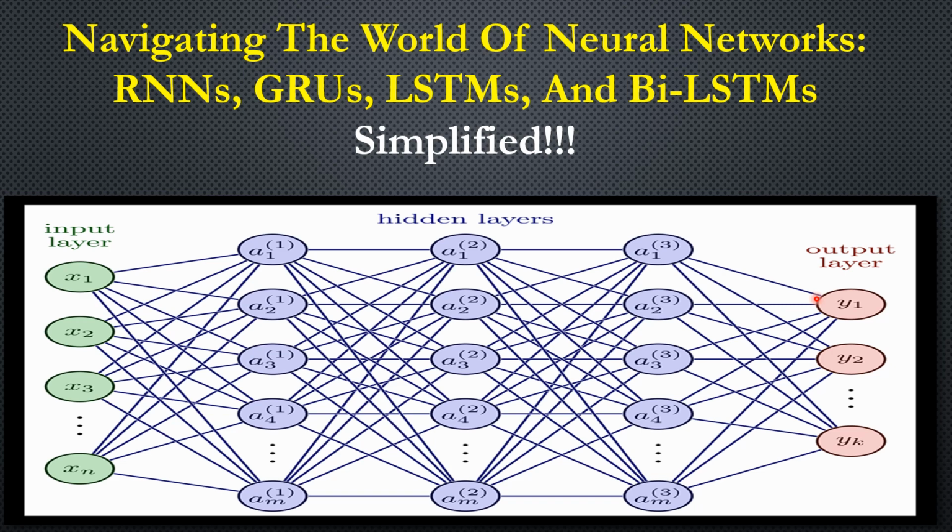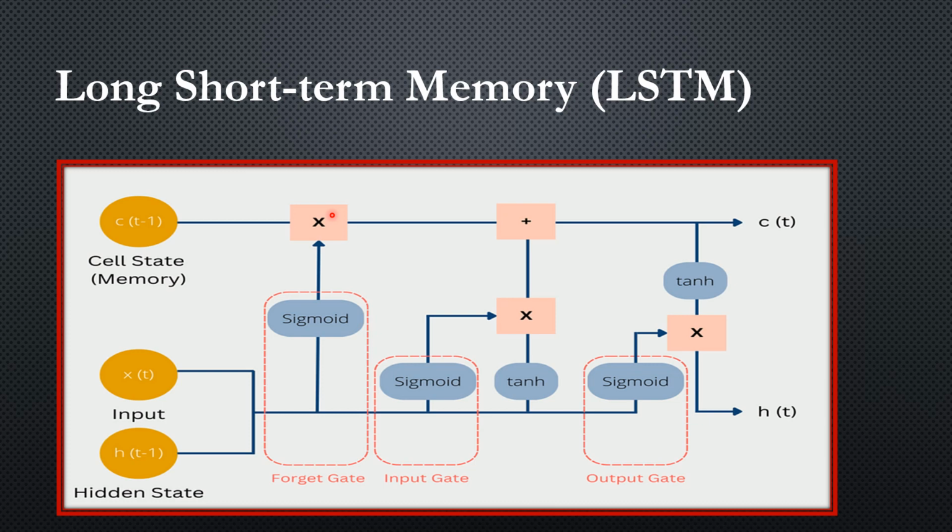In summary, neural networks are like a group of interconnected friends, each with their own set of skills, working together to solve problems and make decisions. These networks can be trained to perform a wide range of tasks by adjusting the weights and biases of connections between neurons. Today we'll discuss some popular networks including LSTM, that is long short-term memory, bi-LSTM, then recurrent neural networks, and gated recurrent unit. So let's get started. First is long short-term memory.